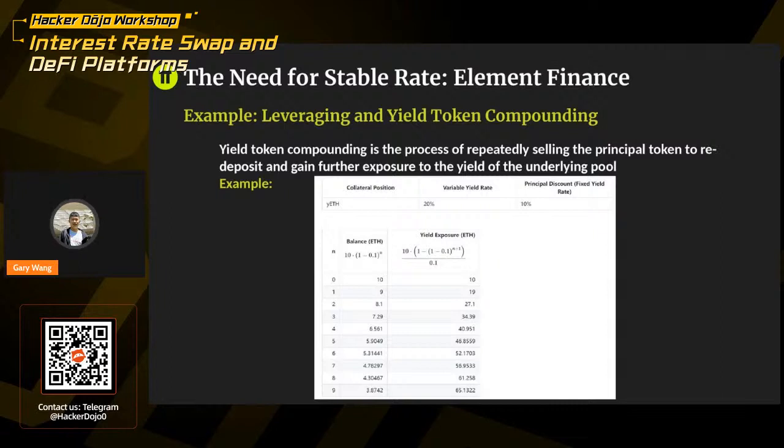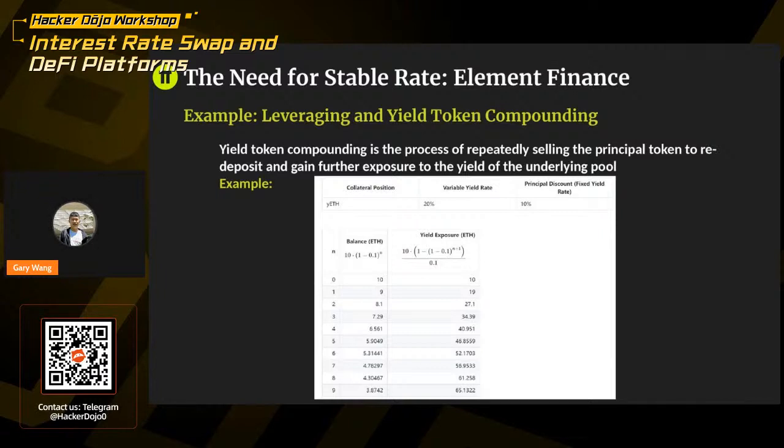In detail, for example, you have some collateral position, which is Ethereum, and a variable yield rate. You have an estimation that the variable yield rate will soar to 20%. At this stage maybe it's not 20%, but you have a perception that it will soar in the future. So you have estimated that the average yield is 20%, and that is the case, so you're a perfect market predictor. In this example, the principal token discount will be 10%.